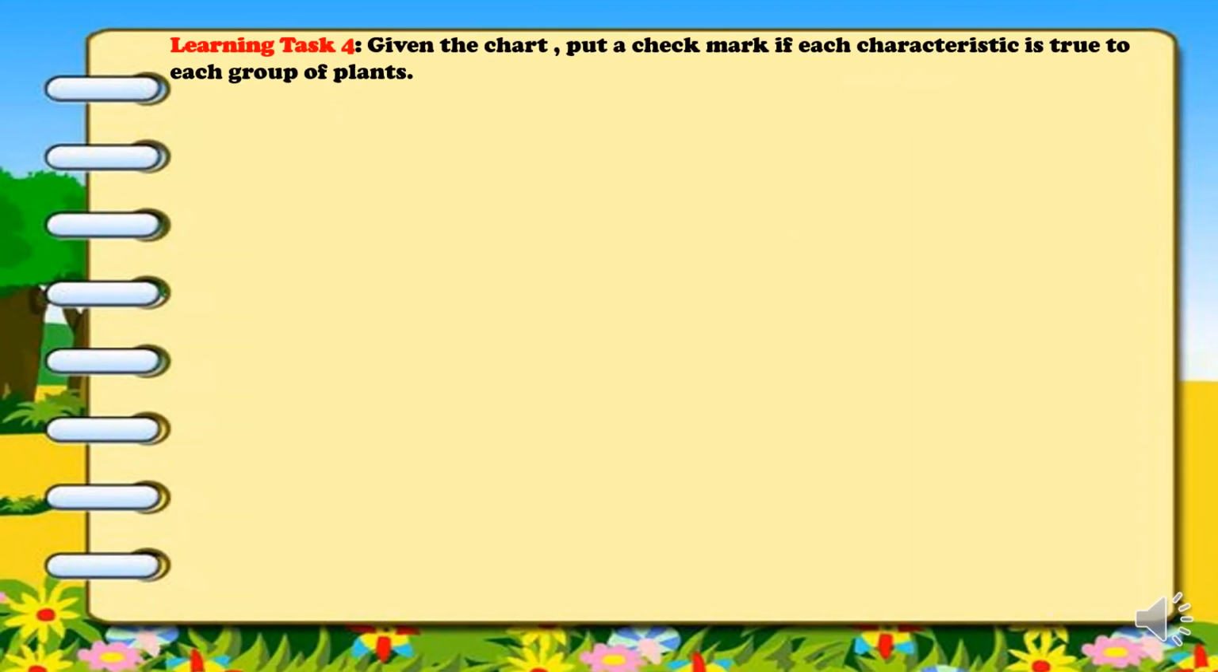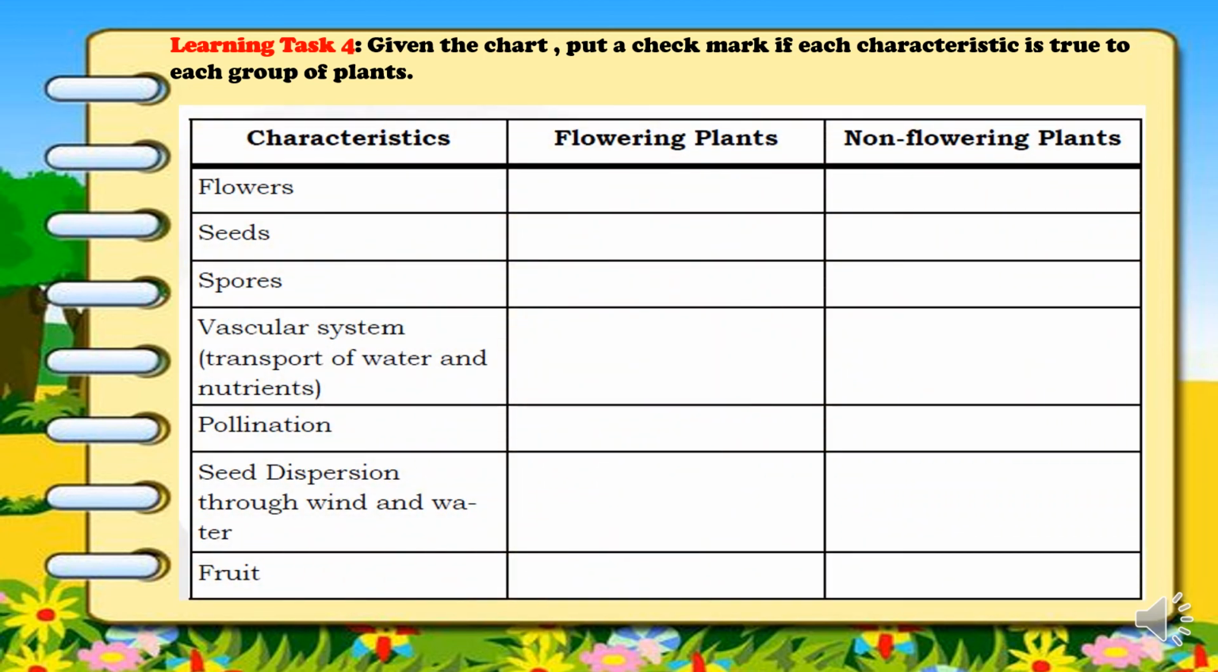For learning task 4, given the chart, put a check mark if each characteristic is true to each group of plants. For the first column, we have the characteristics: flowers, seeds, spores, vascular system for the transport of water and nutrients, pollination, seed dispersion through wind and water, and the fruit, and then flowering plants and the non-flowering plants. So you have to put a check mark if each characteristic is true to the flowering plants and non-flowering plants.